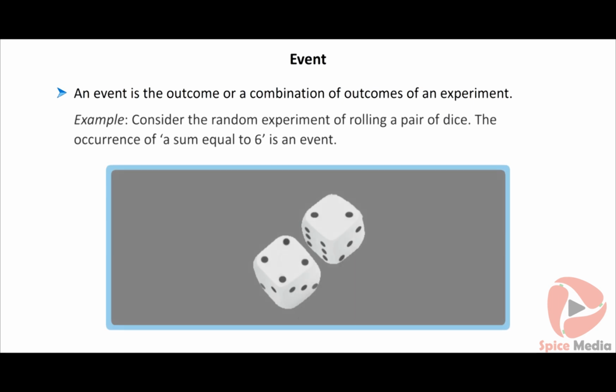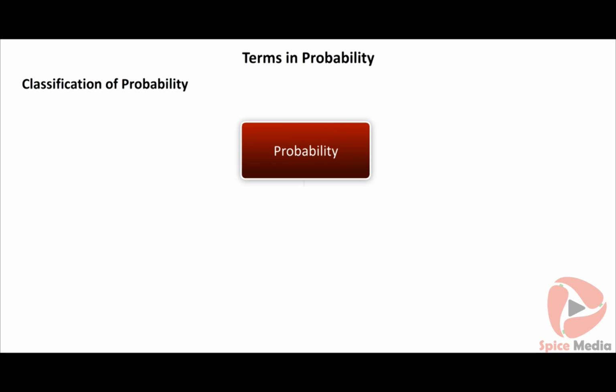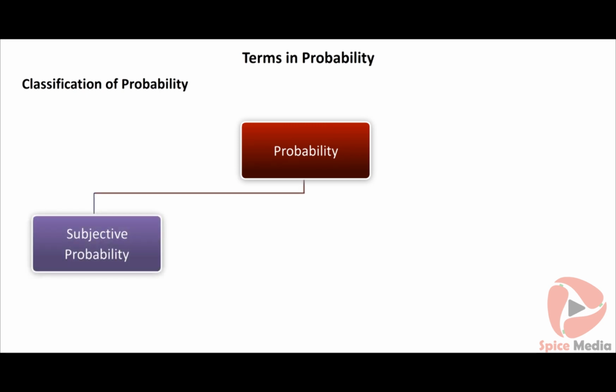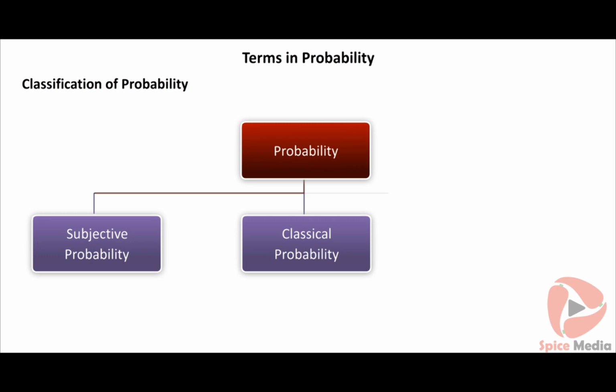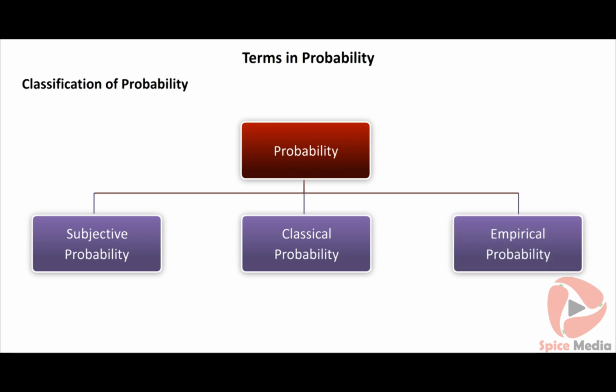Event: an event is the outcome or a combination of outcomes of an experiment. For example, consider the random experiment of rolling a pair of dice. The occurrence of a sum equal to 6 is an event. Classification of probability: probability can be classified mainly into 3 types: subjective probability, classical probability, and empirical probability.